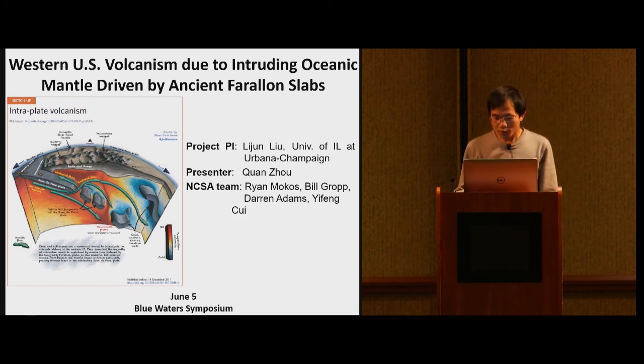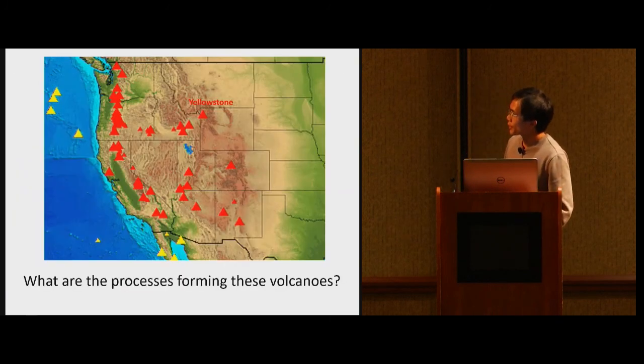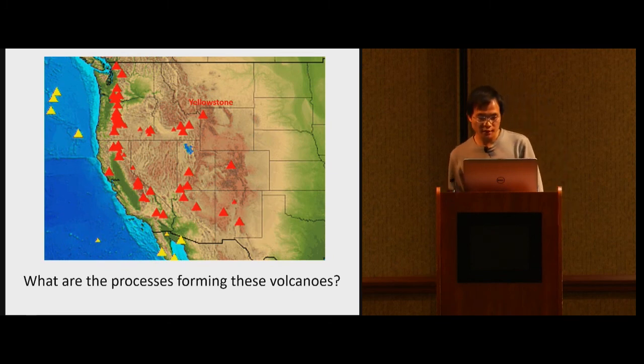So for the western US volcanism, this is the distribution. The red triangles here are the distribution of the western US volcanism. And the key question here is, what are the processes that form these volcanoes? When I talk about the processes, I mean large-scale and long-term processes. By large scale, I mean 100 kilometers, and by long-term, I mean millions to hundreds of millions of years. And I will make this more clear later.